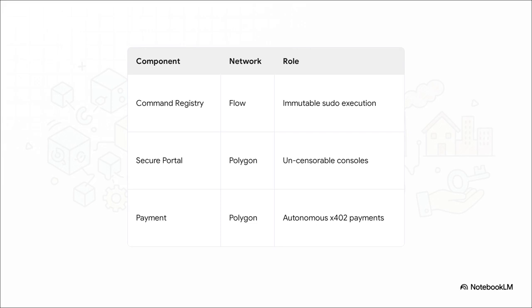To orchestrate all of this seamlessly and affordably, the architecture relies on a multi-chain topology. The Flow network acts as this highly secure command registry. It stores the master JSON state and runs the main immutable loops. Meanwhile, Polygon steps in to handle the secure client portal and process these sub-second autonomous machine microtransactions using the X402 payment protocol. It really is a perfect pairing of structured execution with fast, cheap settlement.